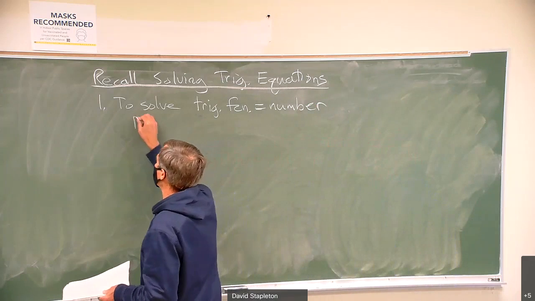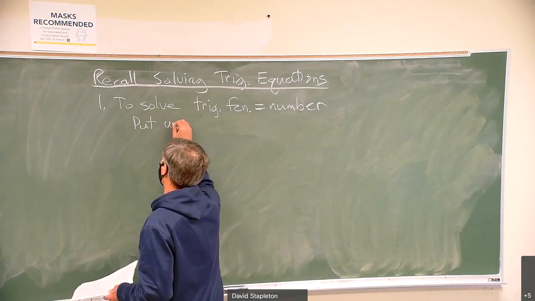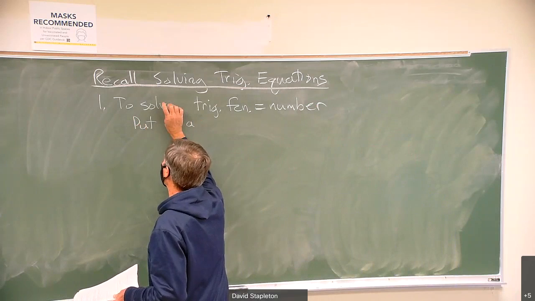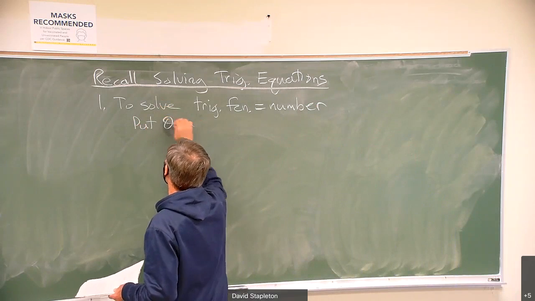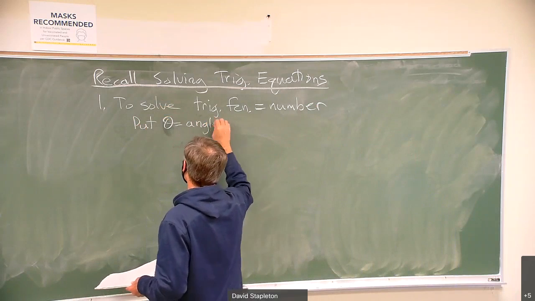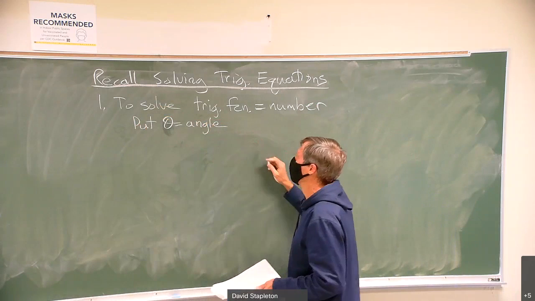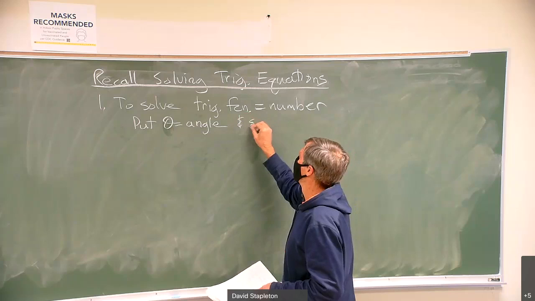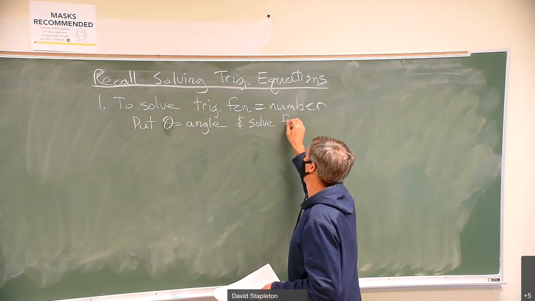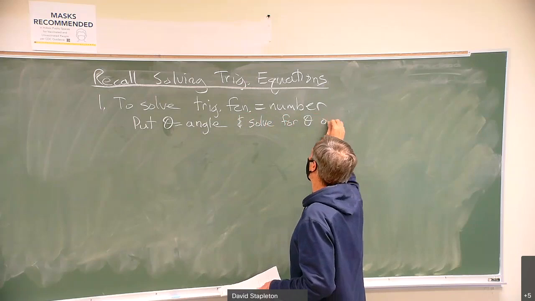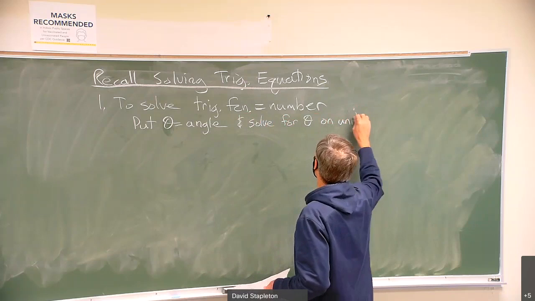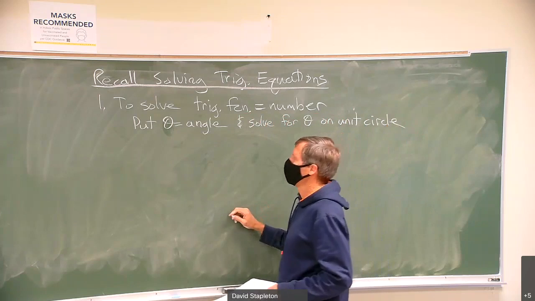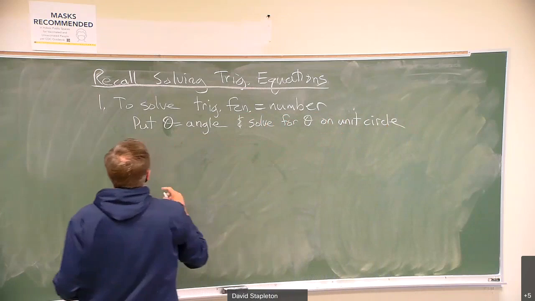Here's what you can do: put u, or whatever your favorite letter is, equal the angle. I think I said theta, didn't I? Theta equal the angle, and solve on the unit circle. Solve for theta on the unit circle. Right? Let's leave it like that.